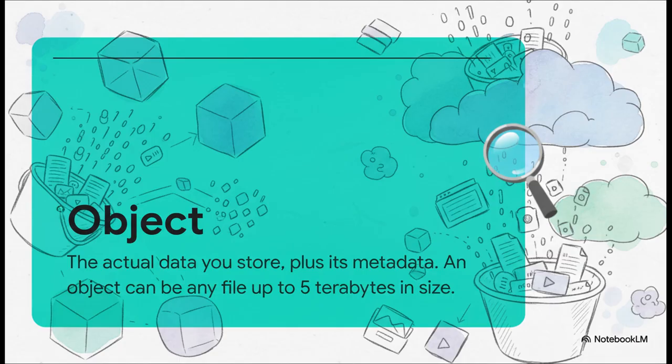Okay, so inside your bucket, that's where you put your objects. An object is basically the box on the shelf. It's your actual data. Could be a photo, a video, a massive scientific data set, and it also comes with metadata, which is like the label slapped on the outside of the box, telling you exactly what's inside. And we're not talking small boxes here. These things can be huge, up to 5 terabytes for a single object.